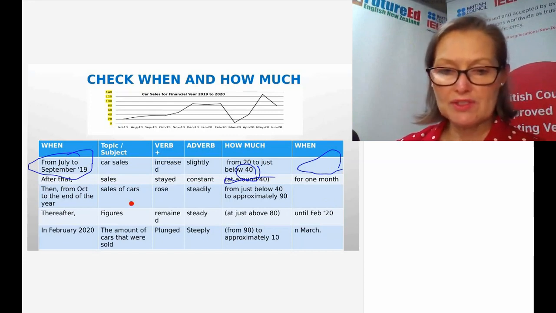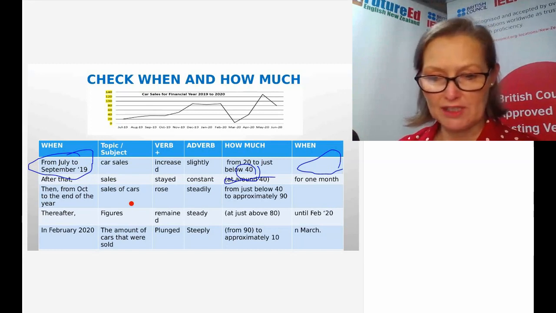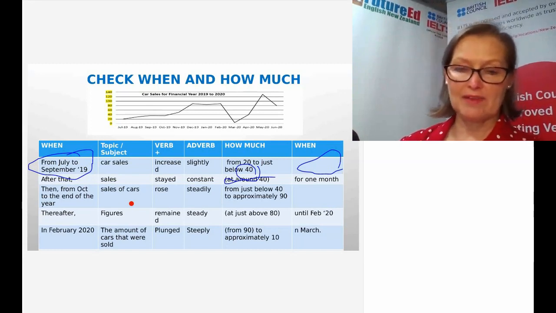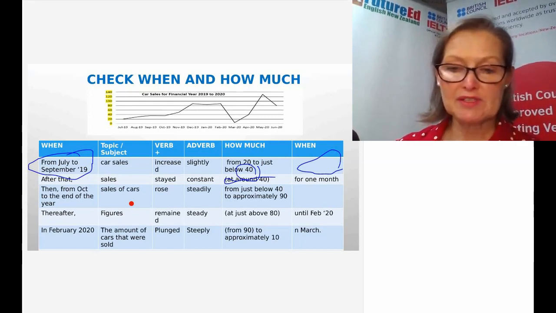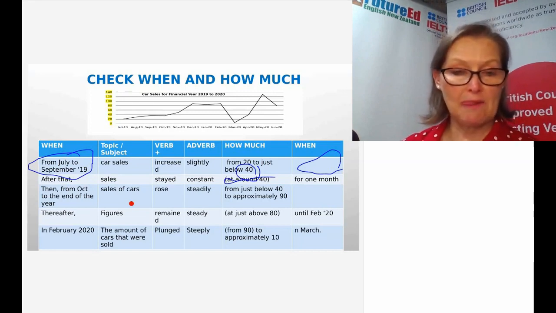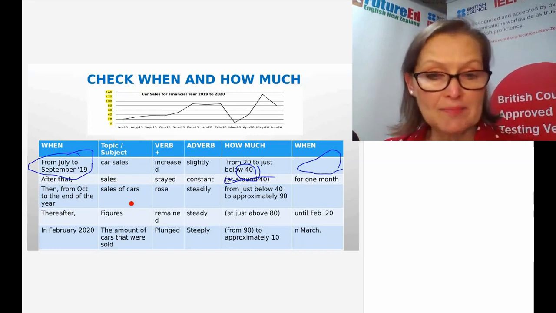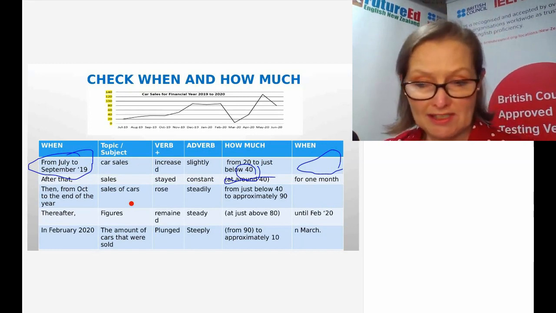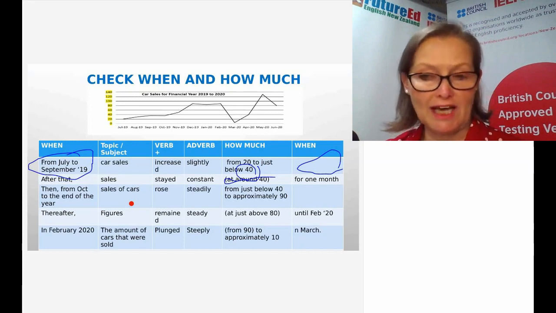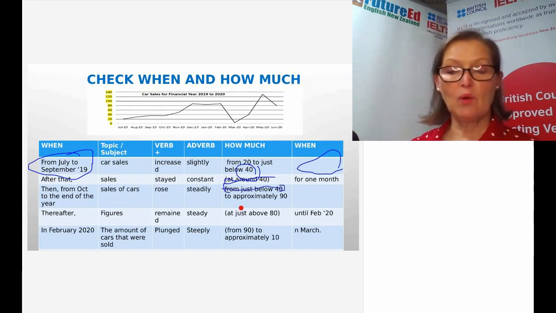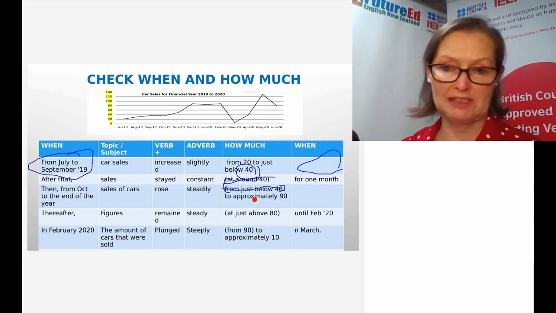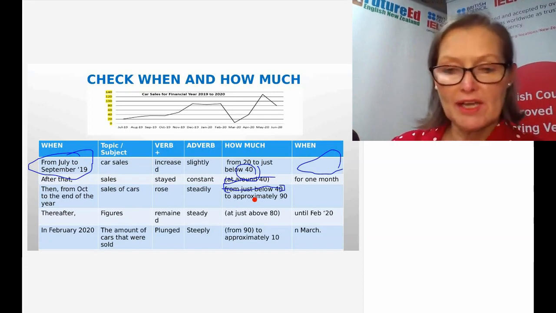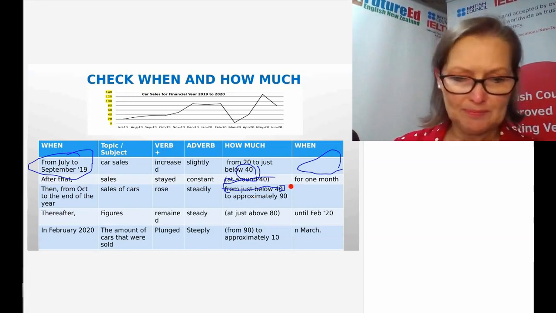Sales of cars rose steadily from just below 40 to approximately 90. And once again, I could possibly even just leave out that first part, because we've already mentioned the 40. So I could actually just say, and then from October to the end of the year, sales of cars rose steadily to approximately 90. Or I could also say to a peak of approximately 90. But we'll look at how to include peaks and troughs a little later on.